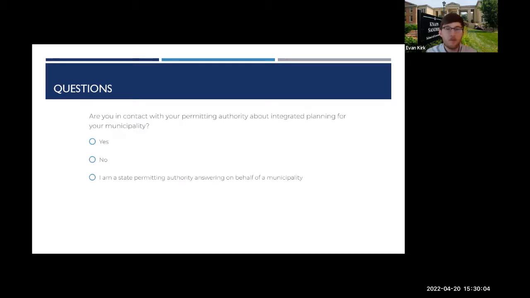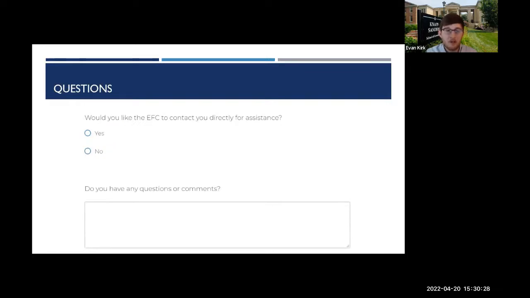And then we ask you if you're in contact with the state or your permitting authority about the plan or about the potential plan. And if not, it's definitely okay. And that's something that we can help you with. We can potentially talk to the state and see how they might handle it and relay that information to you, or maybe get everybody in the same room. And that's something we can do with our direct assistance. And then we ask you, would you like direct assistance, and ask for any questions or feedback.